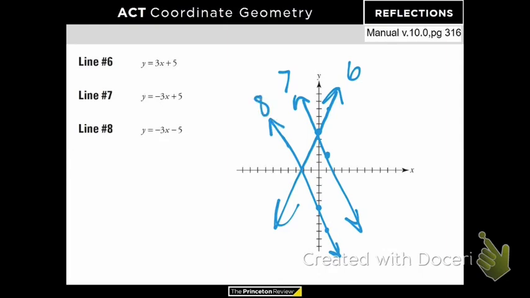Okay, so if you notice before I move on, we're going to be comparing lines 6 and 7. These are going to be reflected across the y-axis, right? You can see that if you fold it over, it would lie on top of itself. And then if we look at 6 and 8, they're going to be reflected across the x-axis. Okay, it folds on top of itself. But let's go ahead and fill these in.